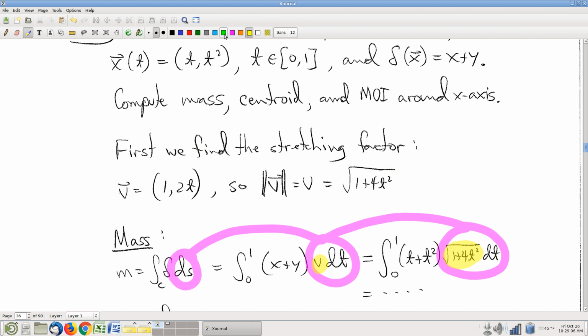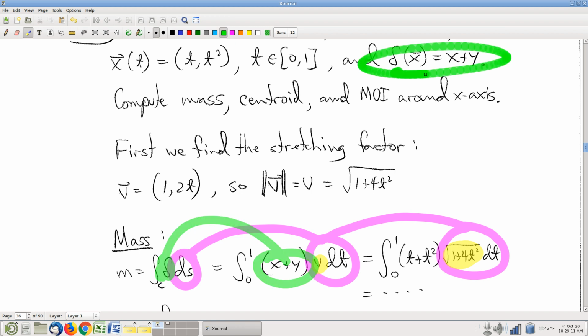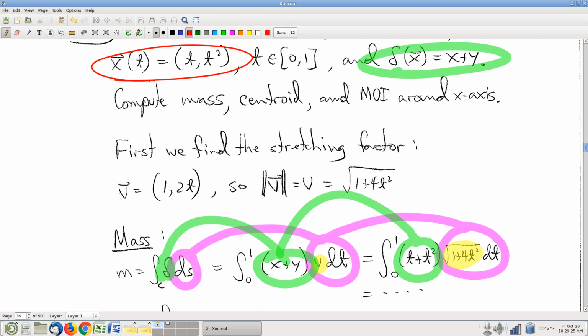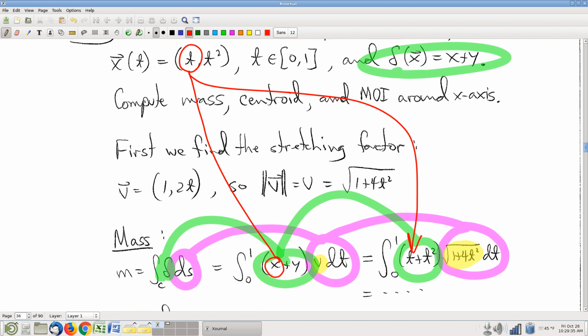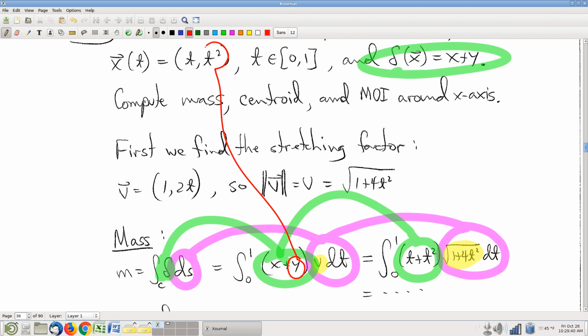All right, so now let's talk about the density. What are we going to do with density? Density is x plus y, that's given. And I say that x plus y I can rewrite like that. Now, how do I know x plus y rewrites as t plus t squared? Well, don't forget, our parameterization tells us how to pull back the variables. Specifically, x is t. You can see right there in the parameterization. And y is t squared. You can see right there in the parameterization.